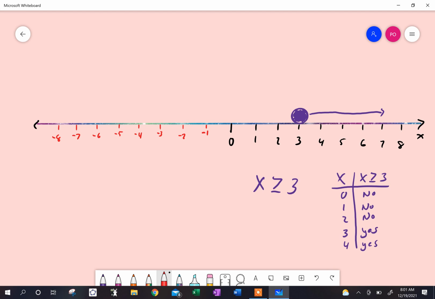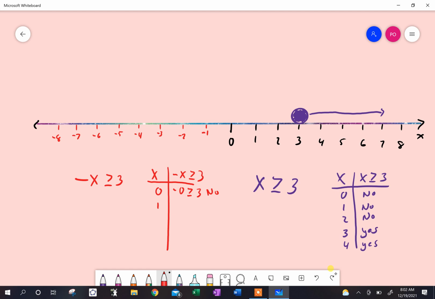Now, I'm going to take a look at something else. This says negative x is greater than or equal to 3. And now, if I take a look at my x values again, I get negative x is greater than or equal to 3. So let's take a look at some values. I'm going to take a look at the value 0. Is negative 0 greater than or equal to 3? And the answer is no.